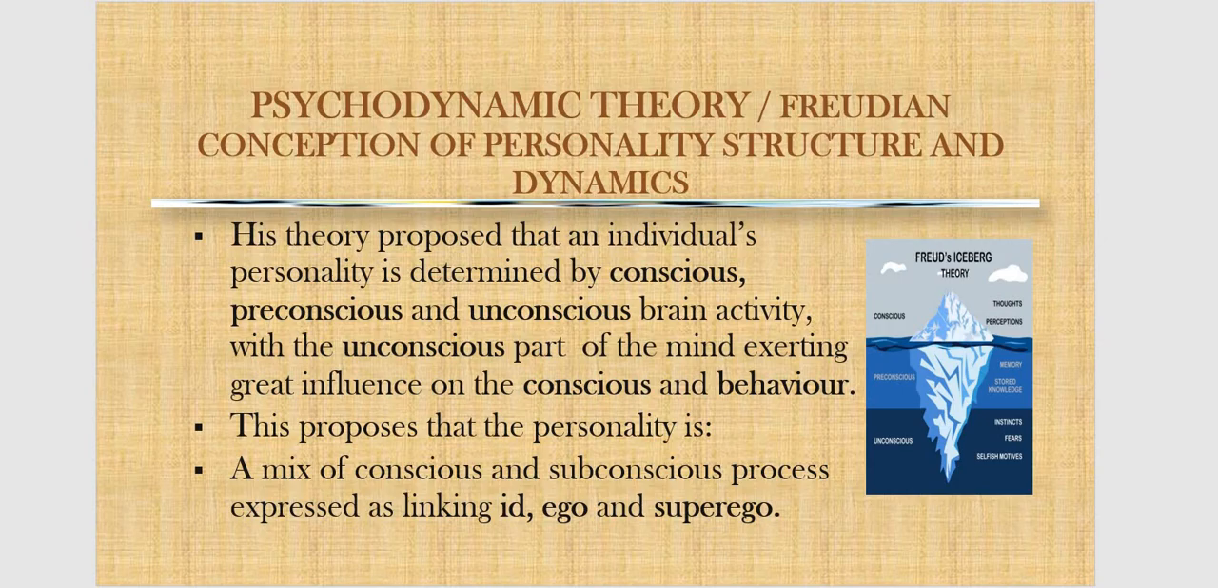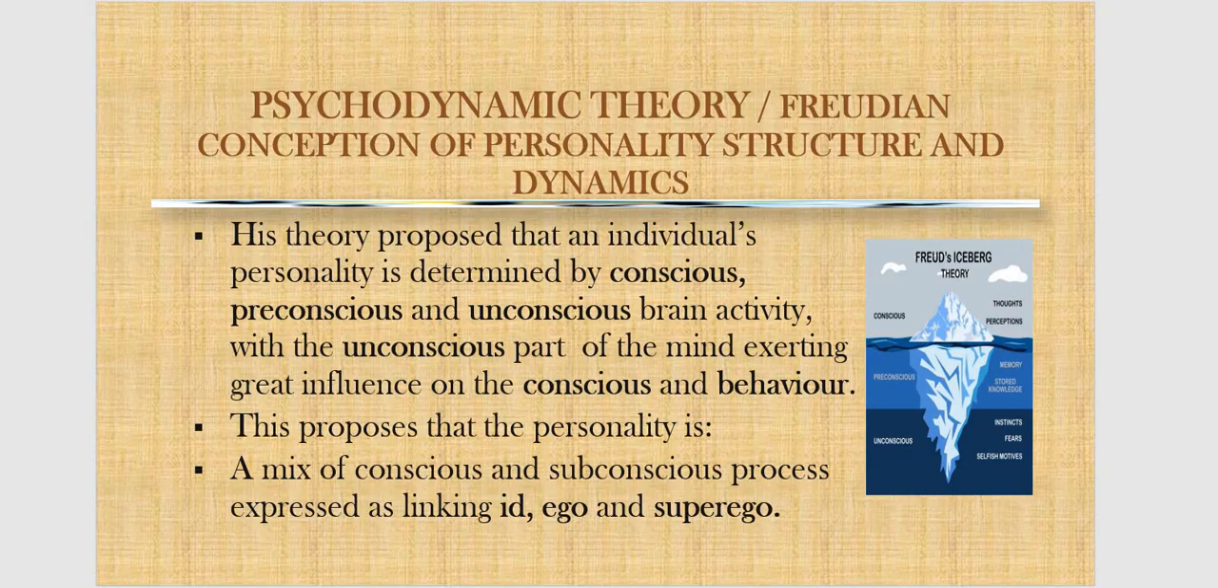And so basically this one talks about your way of thinking, your way of feeling, and also acting, right? It is determined by conscious, pre-conscious, and unconscious brain activity, with the unconscious part of the mind exerting great influence on the conscious and behavior. Do you get it? The unconscious part of the mind is what we refer to as the id. And there's the conscious part. The ego is the conscious part, and the superego is your behavior. That is morality, right? So let's look more at it.